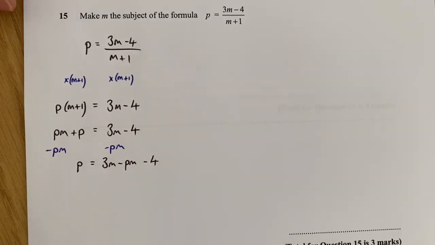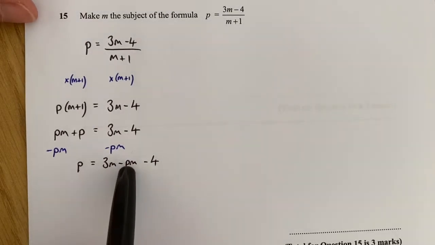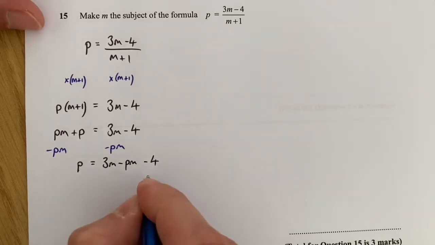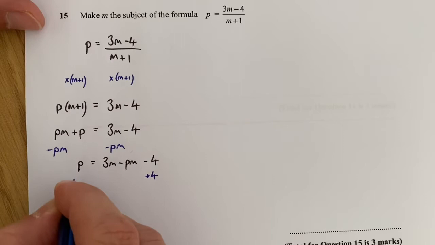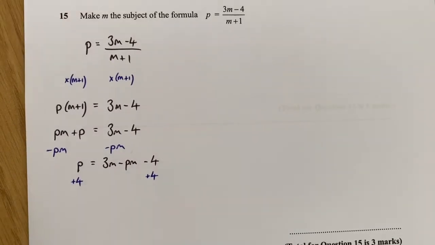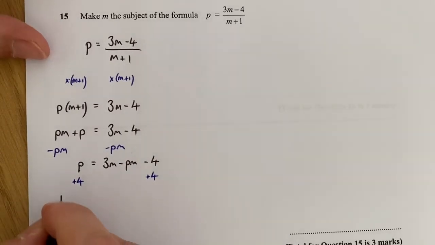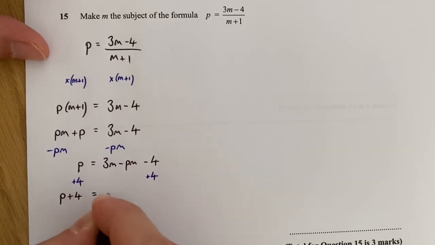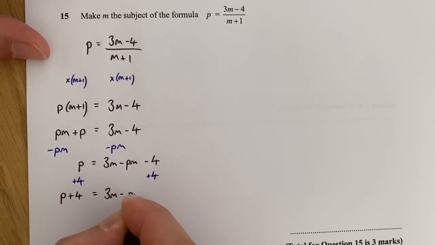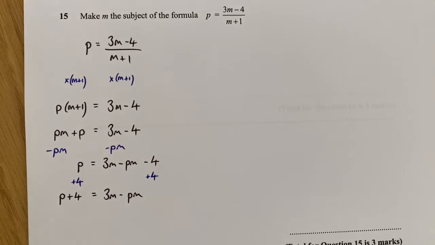So now I've got these two terms with M in. This one doesn't have an M in, so I need to get rid of this one. So if I add 4 to both sides, it means I'm left with P plus 4 equals 3M minus PM. Now I've got everything involving M on one side, the right hand side in this case, and everything that doesn't have M on the other side, the left hand side in this case.